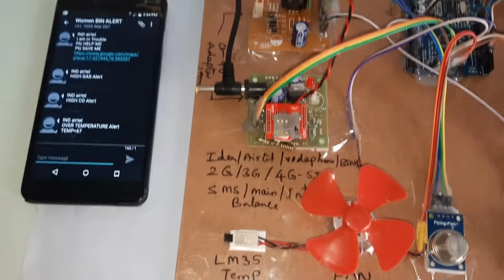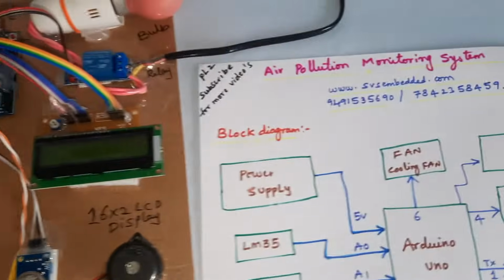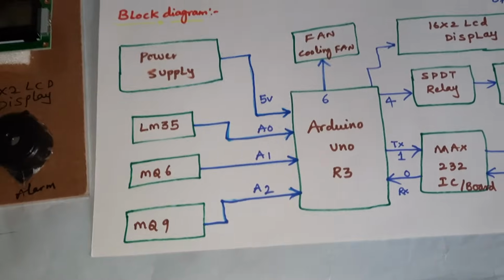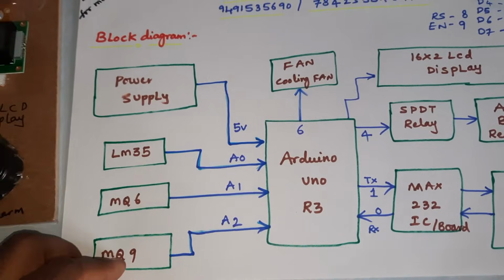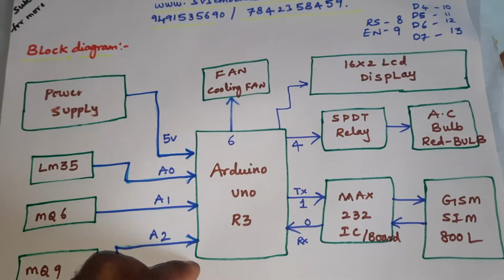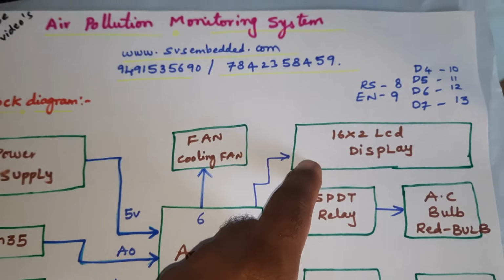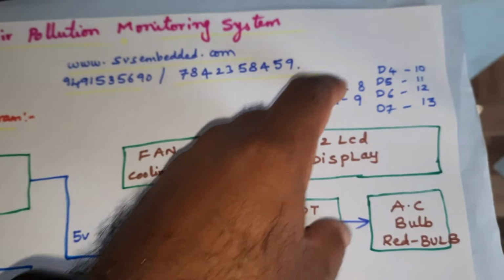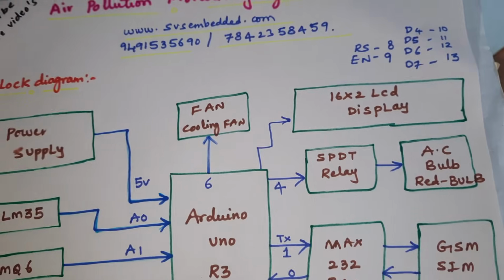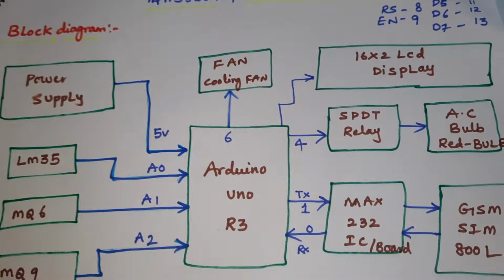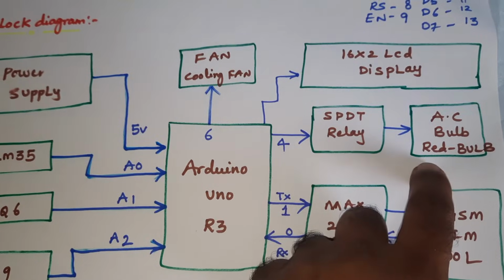The project title is IoT based air pollution monitoring system using sensors. Here we are using three sensors and three outputs. We are using a 5 volts power supply, Arduino Uno R3, 16x2 LCD display with RS, enable, D4, D5, D6, D7 pins, pins 8, 9, 10, 11, 12, 13, and one SPDT relay with an AC bulb.